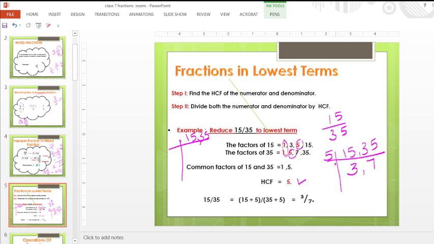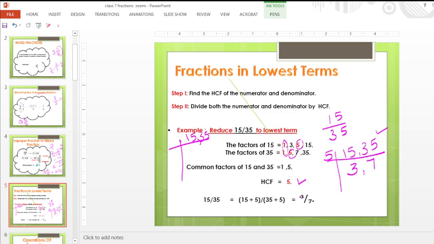So another method is also there. You have learned different methods in class 6th also. Rather than those, try this method always. So you got the HCF 5. Now what you do? You have to divide 15 upon 35 both by the HCF. Our HCF is 5. So you can write it in numerator form also: 15 divided by 5, 35 divided by 5. 15 divided by 5 is 3 and 35 divided by 5 is 7. So 3 by 7 is your answer.